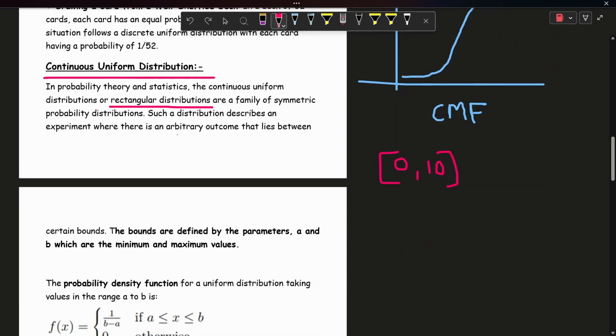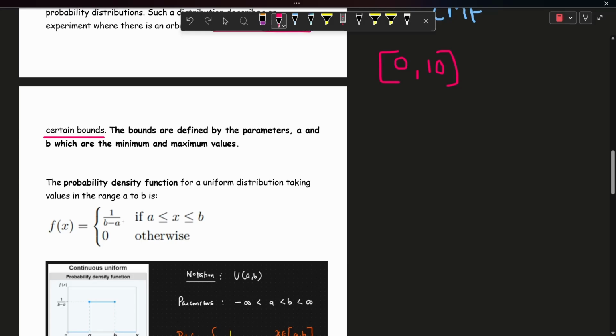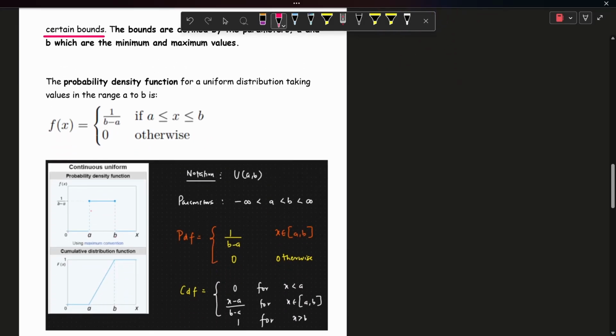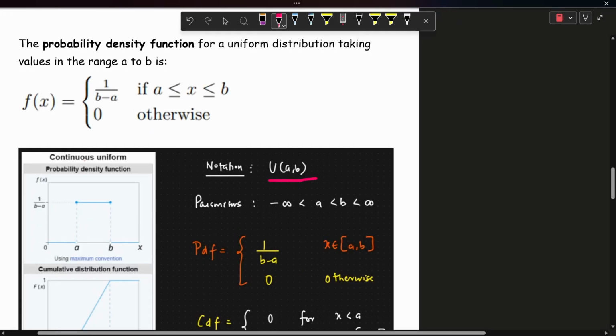The outcomes lie between certain bounds. Here the bounds are A and B. Between A and B, the probability will lie. It is denoted as U(A, B), where A is greater than minus infinity, B is greater than A, and B is less than plus infinity. Here in the graph you can see the graph of the continuous uniform distribution.